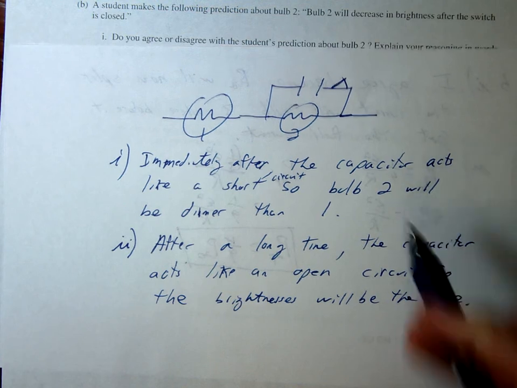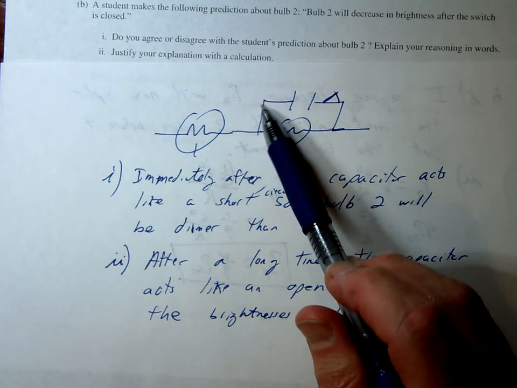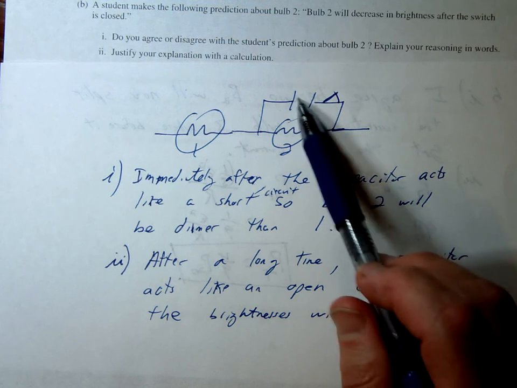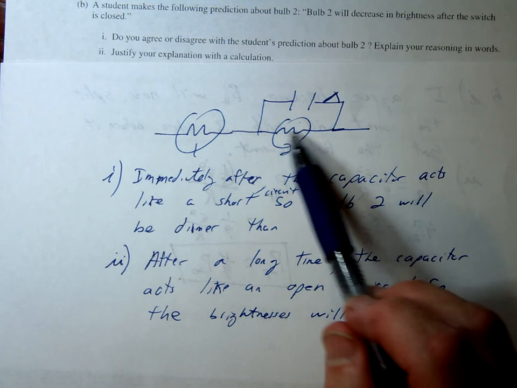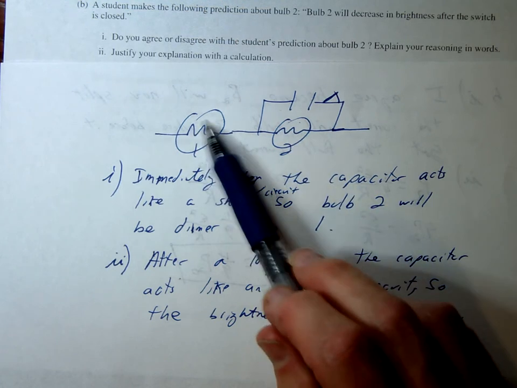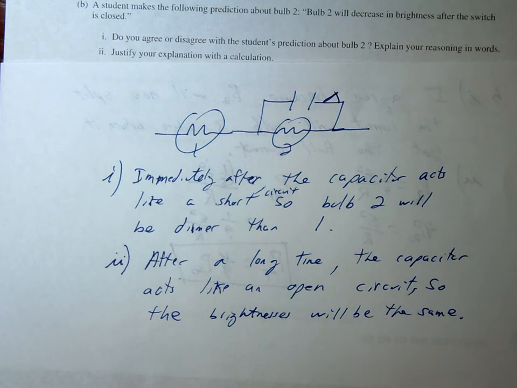Okay, so what's going to actually happen, this is going to turn off immediately, and then as the capacitor slowly charges, this is going to start to get brighter and brighter and brighter, and this is going to get dimmer and dimmer and dimmer, and they will eventually reach the same brightness.